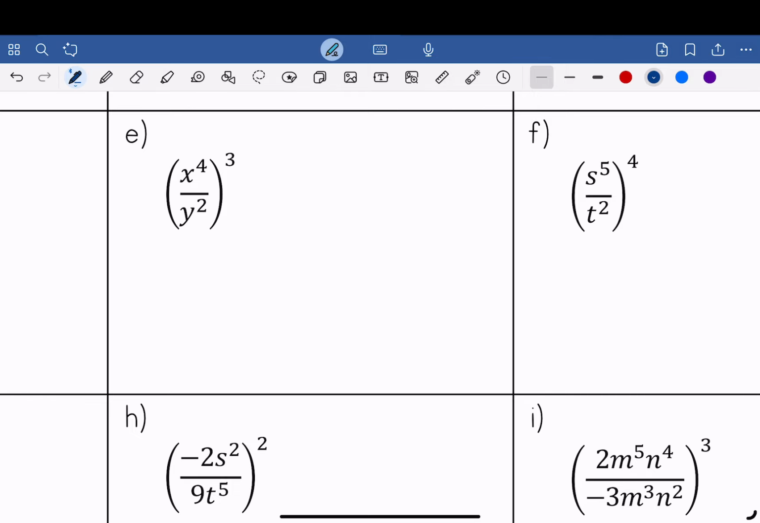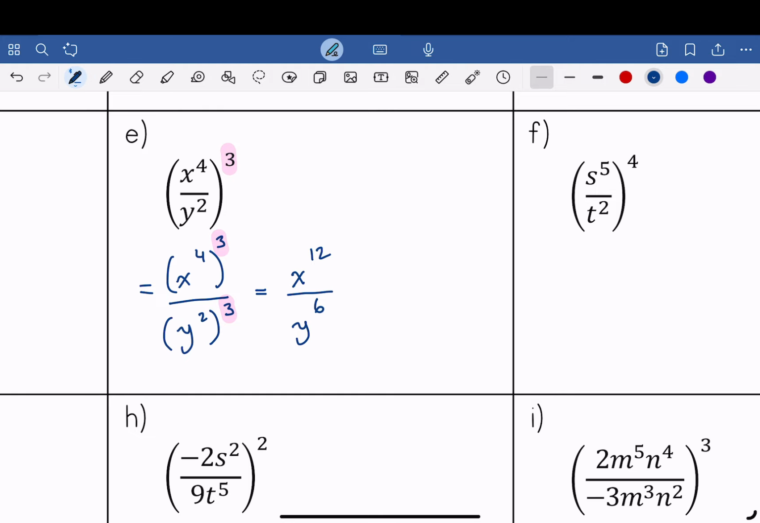So part of the base that the 3 will be distributed to has a power, which means power to a power we have to multiply. And the same thing for the denominator. So it is equal to x to the power of 4 to the power of 3 over y to the power of 2 to the power of 3. Notice the 3 is distributed to both the numerator and the denominator, which is equal to x to the power of 4 times 3 is 12 over y to the power of 2 times 3 is 6.